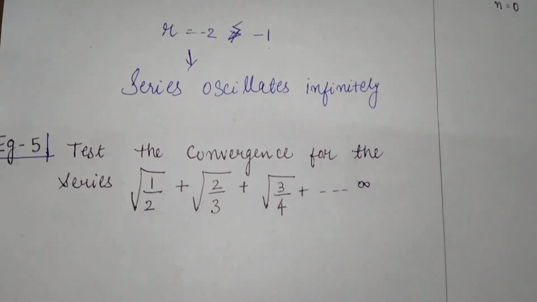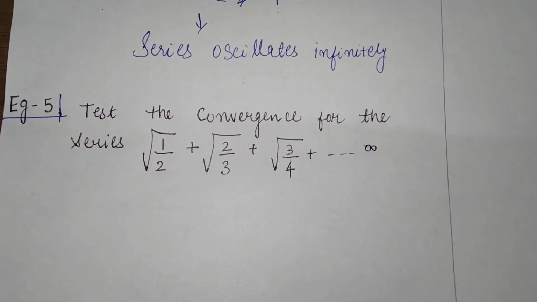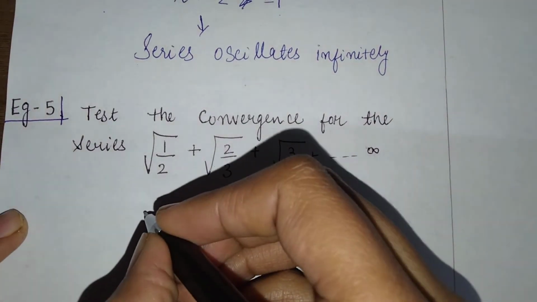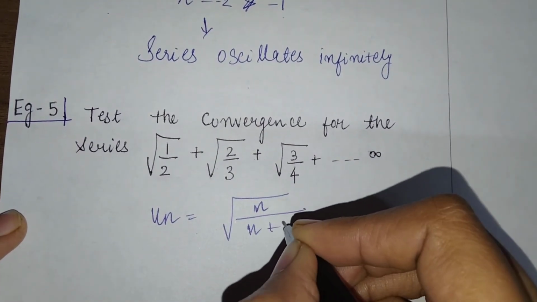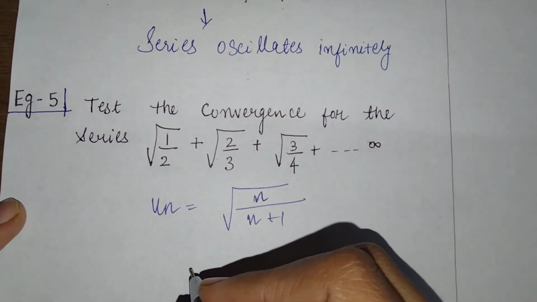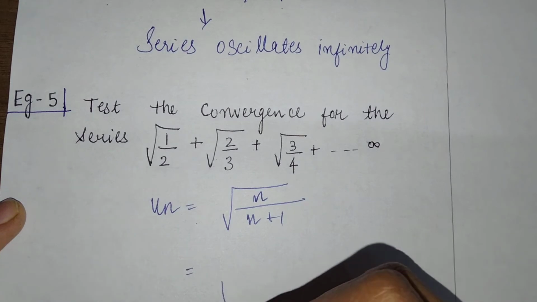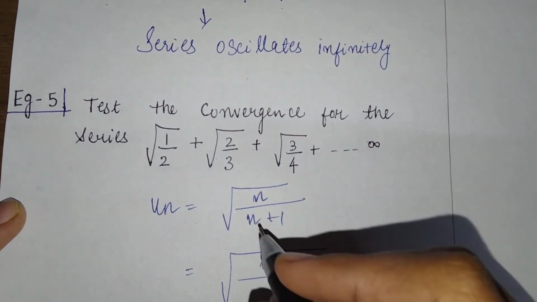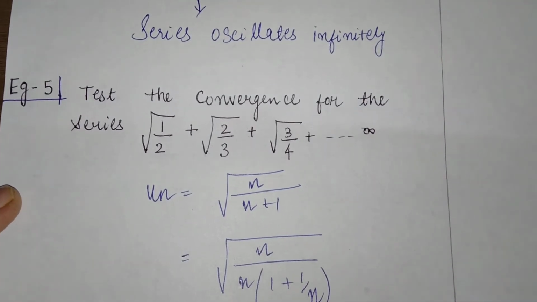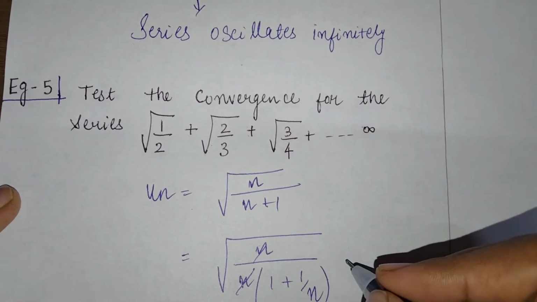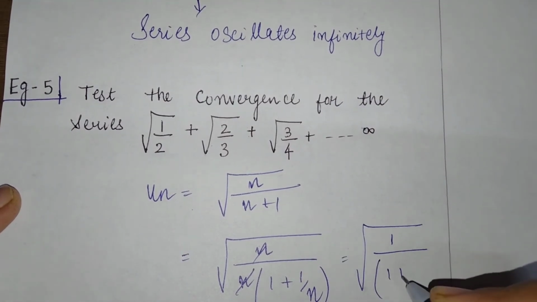Okay, so example 5. Test the convergence for the series under root 1 by 2 plus under root 2 by 3 plus under root 3 by 4 and so on. So here we can write that our un is n upon n plus 1. Okay? And if we take n common from the numerator and the denominator, in the numerator n is already there, in the denominator if we take n common, then we will get 1 plus 1 by n. And this will get cancelled. So we will get under root 1 upon 1 plus 1 by n.